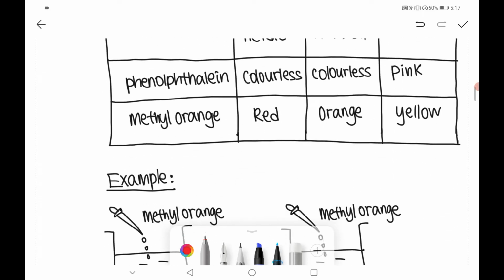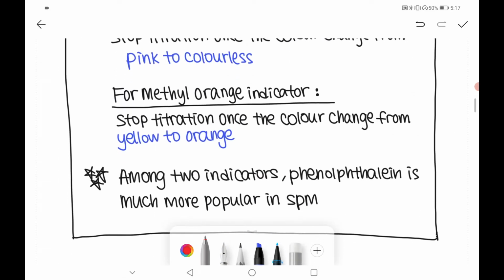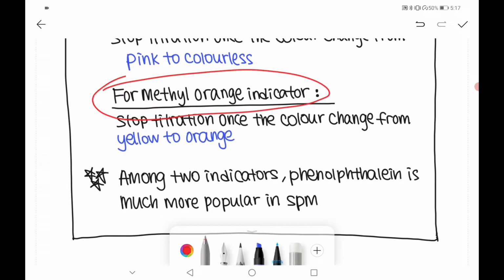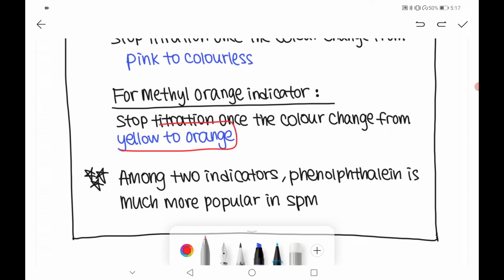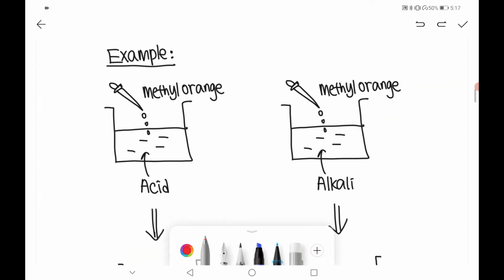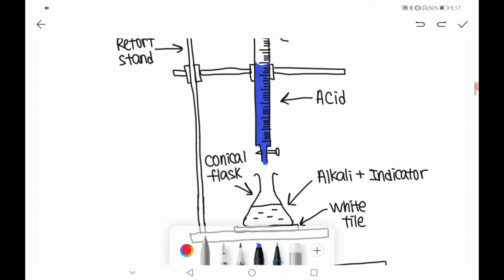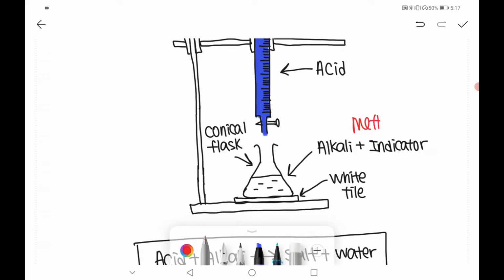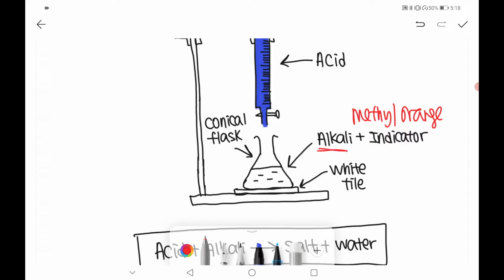If we use methyl orange as the indicator, we will stop the titration when we see the color change from yellow to orange. When we see yellow change to orange, we stop the titration. For example, now we put the methyl orange indicator into the alkali. So initially, this conical flask has alkali and methyl orange. We know that if the methyl orange is in alkali, what is the color?